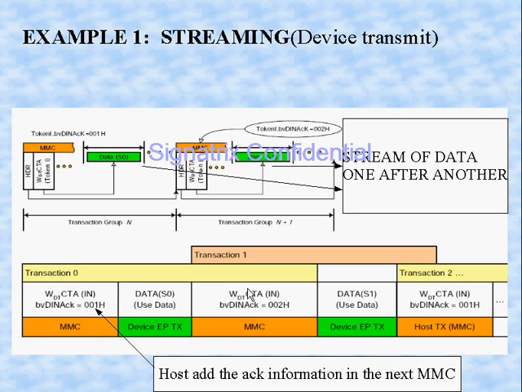And here you can note the detailed explanation of what is happening in this time duration. Transaction 0 starts with MMC. The device is sending data S0, and then in the next MMC the host again sends the acknowledgement for the first, and the device is sending the next, like that it keeps on going. Host adds the acknowledge information in the next MMC. That is the important point here.